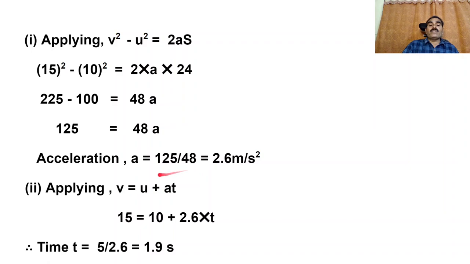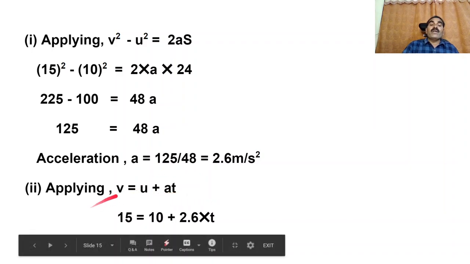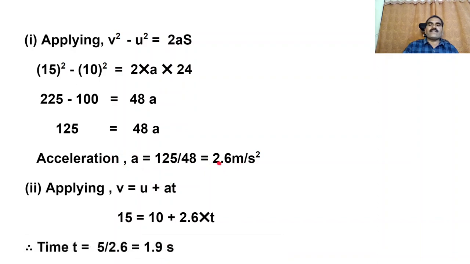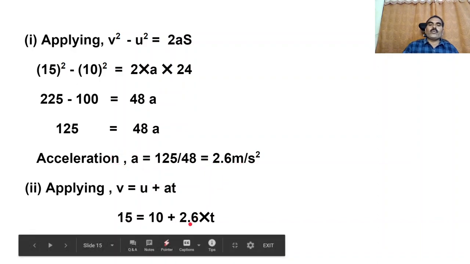The second problem is to find the time. We know the initial velocity, final velocity, and acceleration, so we have to calculate the time. What is V? V is equal to 15. So 15 is equal to U, and U is equal to 10, plus A, which we just calculated as 2.6 meters per second square, so 2.6 into T.